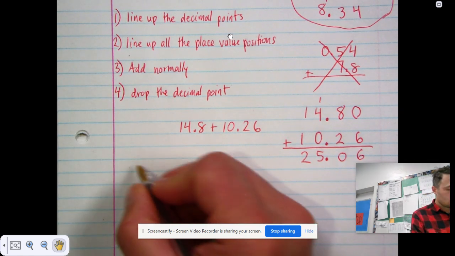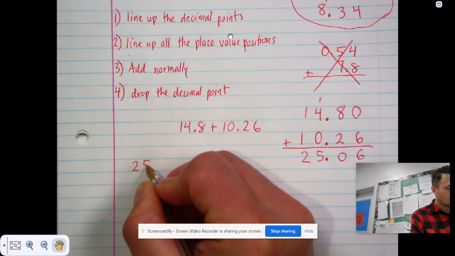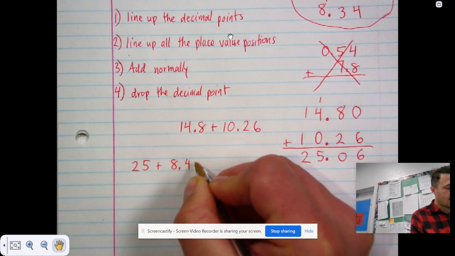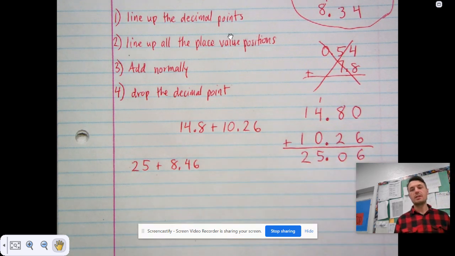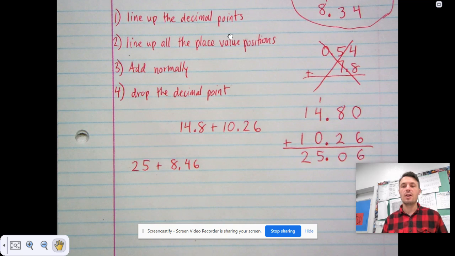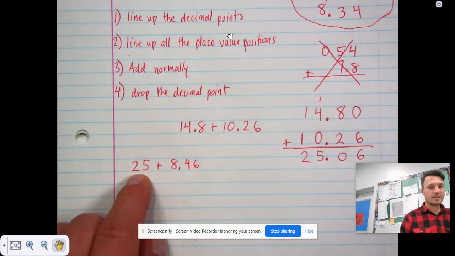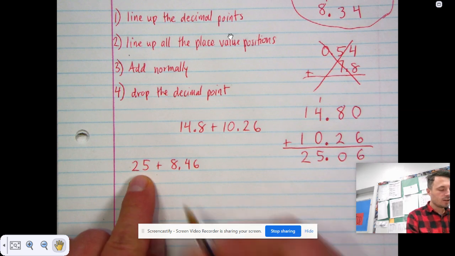Sometimes you add a non-decimal number to a decimal number. But remember, every number in the world really does have a decimal point. It's just when there are no digits to the right of it, the decimal point becomes invisible. But the decimal point is always to the right of the ones place. So even though this doesn't have a decimal point, it really does.